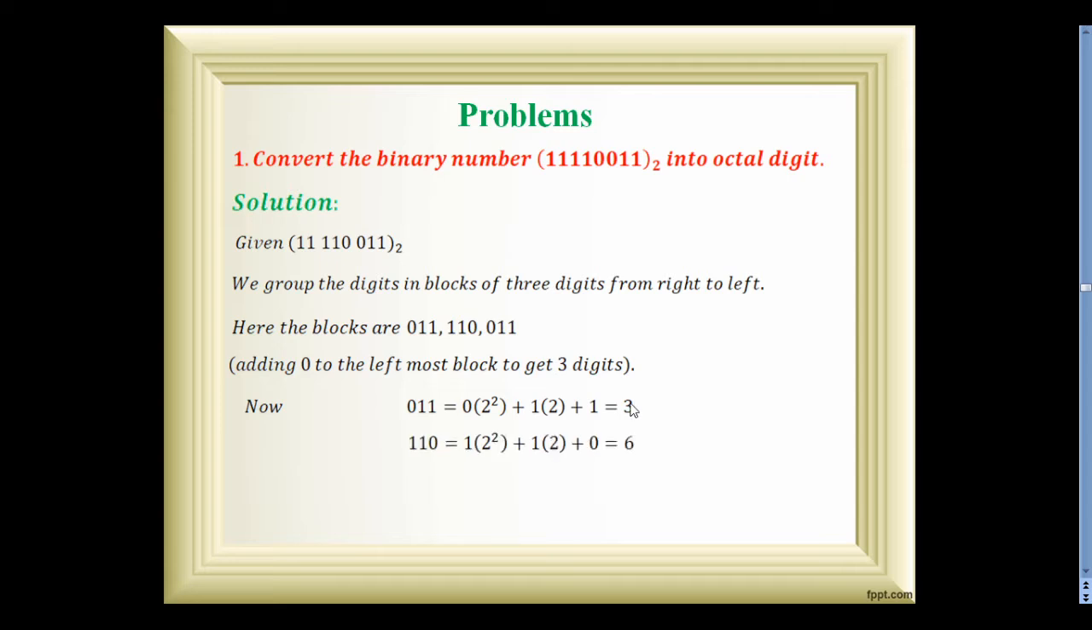Next, take the second group 1, 1, 0. In the same way, you get the value 6. The last group 0, 1, 1: 0 into 2 square plus 1 into 2 plus 1 is equal to 3. Now we write: 11110011 in base 2 is 363 in base 8. We have converted it into octal.